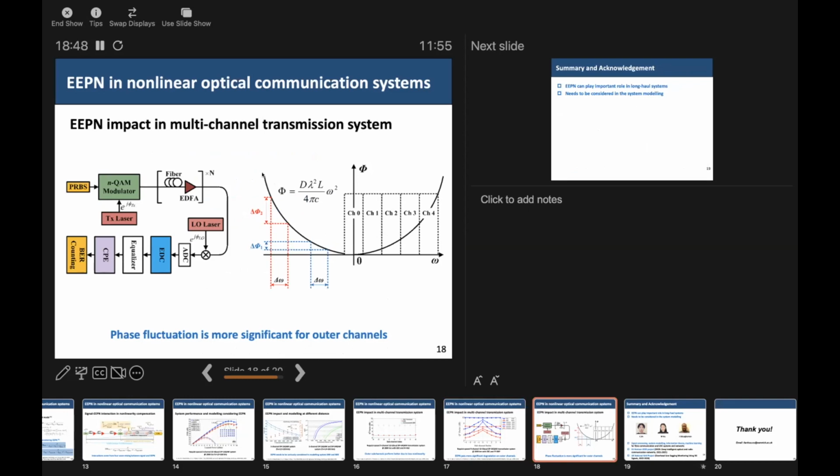this shows the phase profile of the chromatic dispersion in either the chromatic dispersion or the nonlinearity compensation. If we have the same frequency fluctuation for the central channel, the produced phase fluctuation is smaller, but for outer channels, when we have the same frequency fluctuation, it will produce larger phase variation in the dispersion compensation profile. So we believe that's the origin of this effect becoming stronger for outer channels.